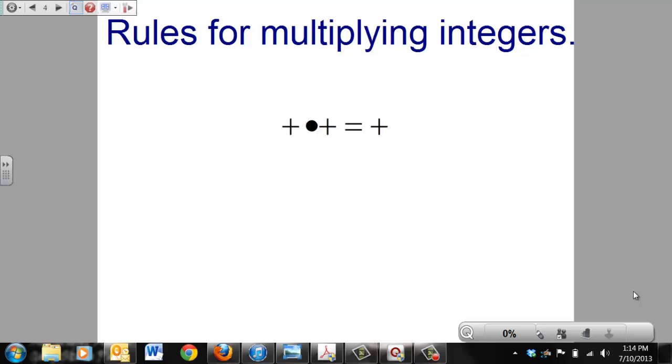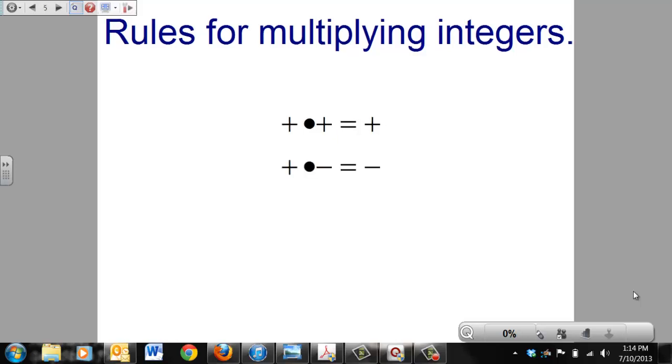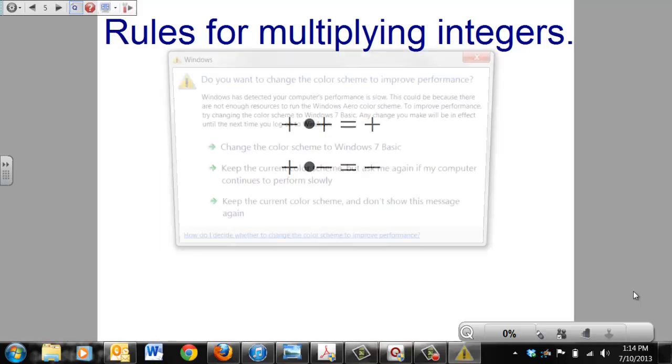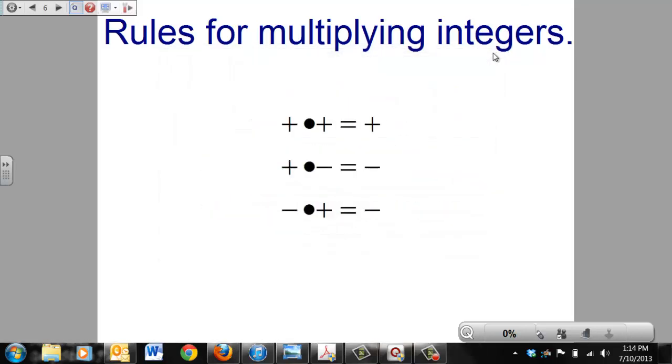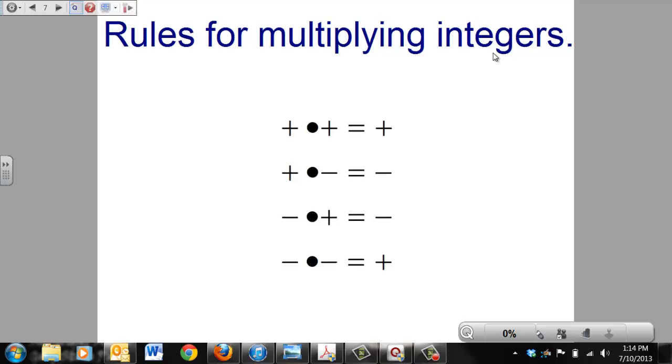The first rule says that a positive times a positive is equal to a positive. Next, we have a positive times a negative is equal to a negative. A negative times a positive is equal to a negative. And a negative times a negative is equal to a positive.